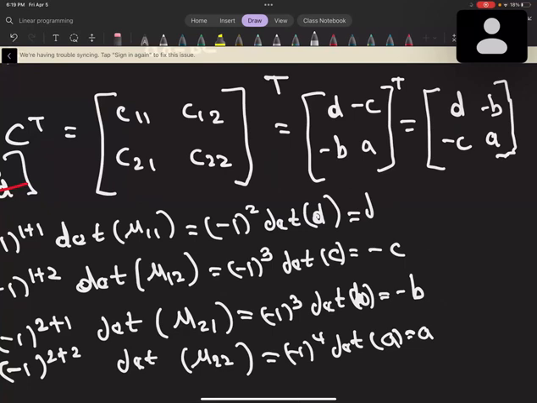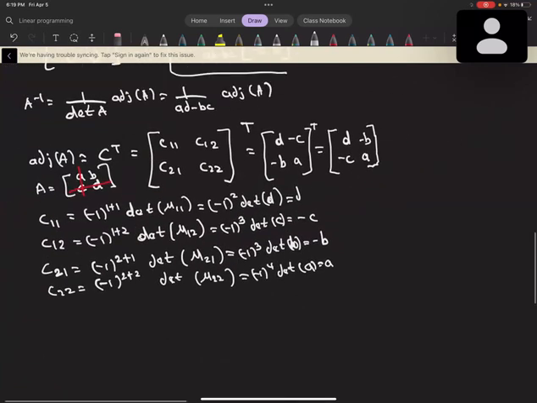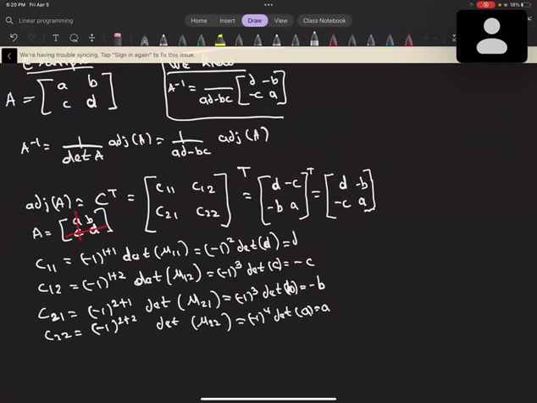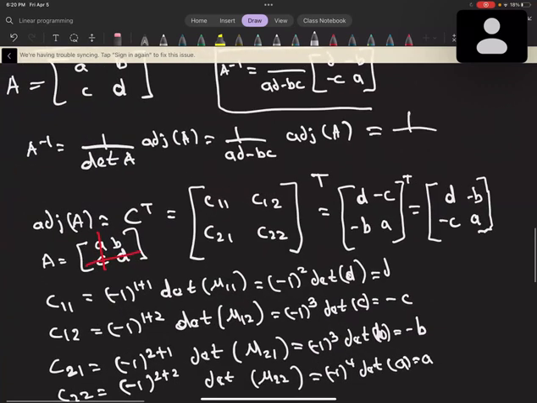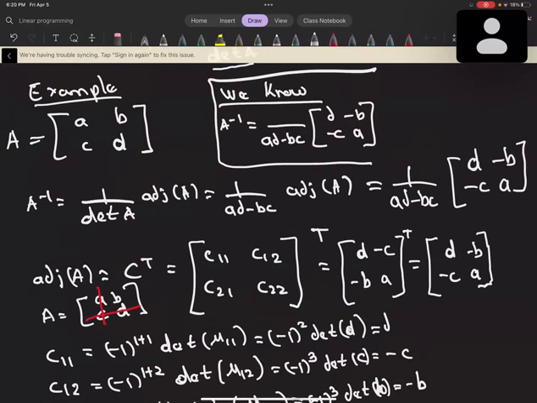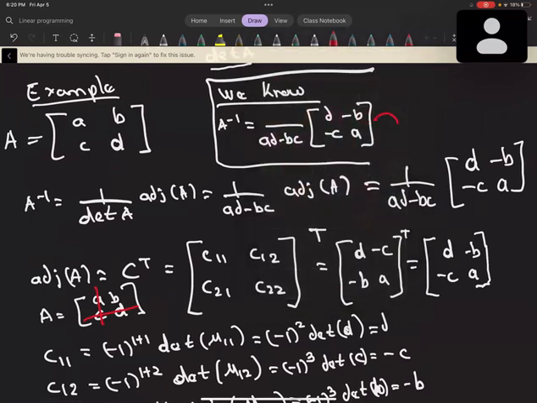Okay. So with that, now we can apply our formula. This is 1 over AD minus BC times the adjoint, that is this one, D, minus B, minus C, A. And look, they match, okay? That's what we did before with the other method. They're the same. Okay, so the method works.